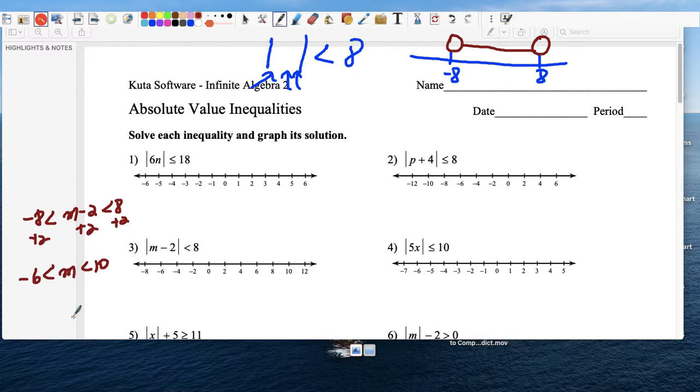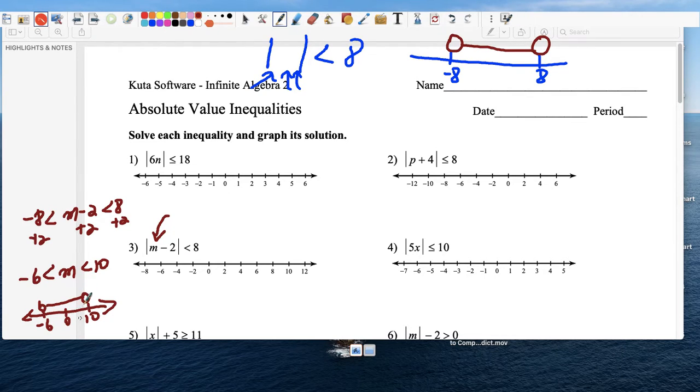The value for M, we're going to graph it. If you pick any number from negative 6 to 10, not inclusive, that's why my circles are open, and you plug it in here for M, it's going to work. Again, I like 0 because 0 is the easiest, and 0 is somewhere in here. So 0 minus 2 is negative 2. The absolute value of negative 2 is 2. And is that less than 8? Works.